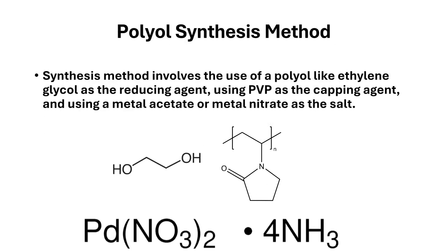The polyol synthesis method involves the use of a polyol such as ethylene glycol and PVP as the capping agent. The ethylene glycol is the reducing agent as well as solvent, and a metal acetate or metal nitrate is used as the precursor metal salt. The reaction proceeds at high temperatures and occurs when the ethylene glycol refluxes. This method has been used to make silver, gold, and palladium nanoparticles of different shapes.